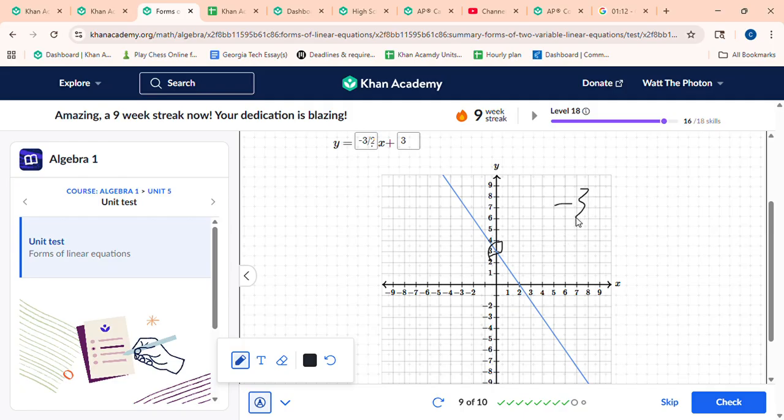Y equals 0. We get negative 3 is equal to negative 3 over 2 x. Divide each side by negative 3 over 2. Negatives cancel. We get 6 over 3, which is equal to 2.